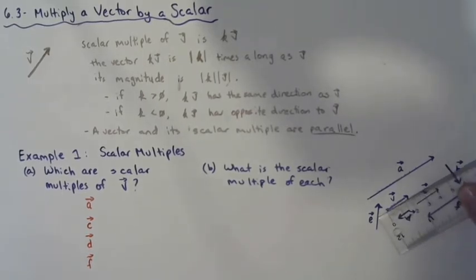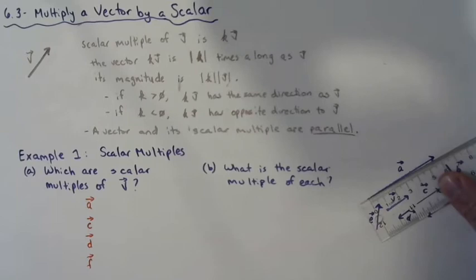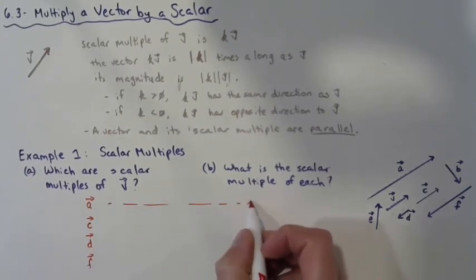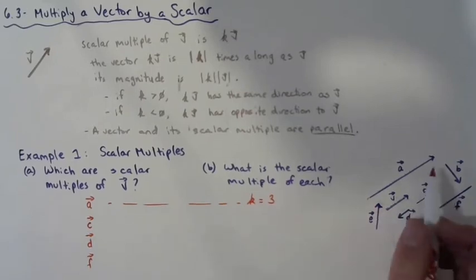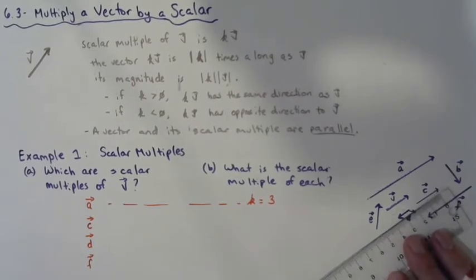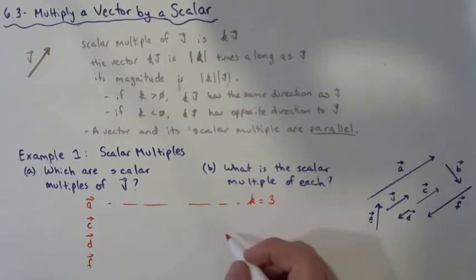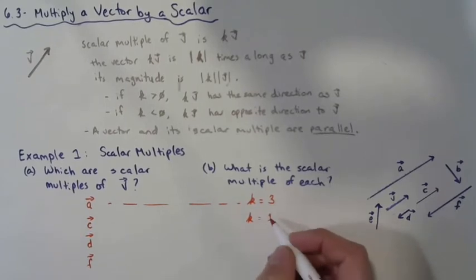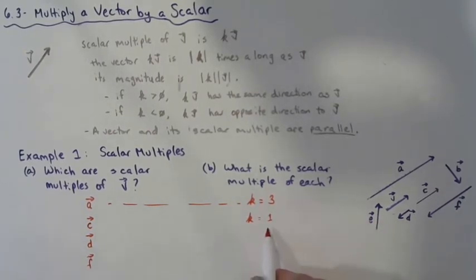So here's vector v, it's 2 centimeters long. So if I look at vector A here, vector A is 6 centimeters long. That would give us a scalar multiple of 3. So for A, k equals 3, because vector A is 3 times the length of vector v. Vector C is also 2 centimeters. So it has the same direction and the same length. So the scalar multiple there is 1. That's because multiplying anything by 1 is not going to change its value.